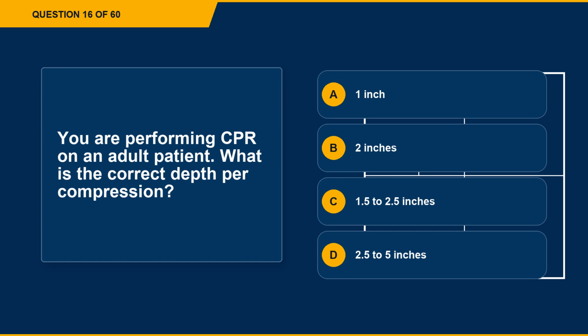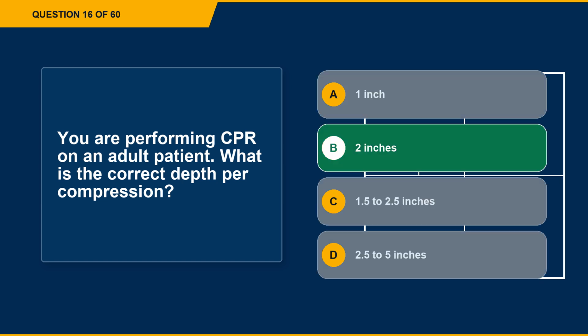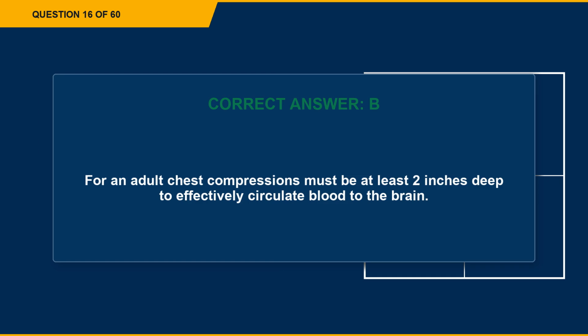Question 16. You are performing CPR on an adult patient. What is the correct depth per compression? Option A, 1 inch. Option B, 2 inches. Option C, 1.5 to 2.5 inches. Option D, 2.5 to 5 inches. The correct answer is option B, 2 inches. Explanation: For an adult, chest compressions must be at least 2 inches deep to effectively circulate blood to the brain.